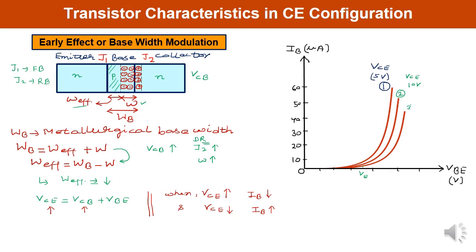Again, let us see curve number 3. If you are increasing VCE, let us say now it is 15 volt, again on increasing VCE, IB is decreased. So you can see upon increasing VCE, IB is decreasing and the curve is moving downward. If you are decreasing VCE, then IB will increase and in that case, the curve will shift upward. This is how you can draw the input characteristic curve.